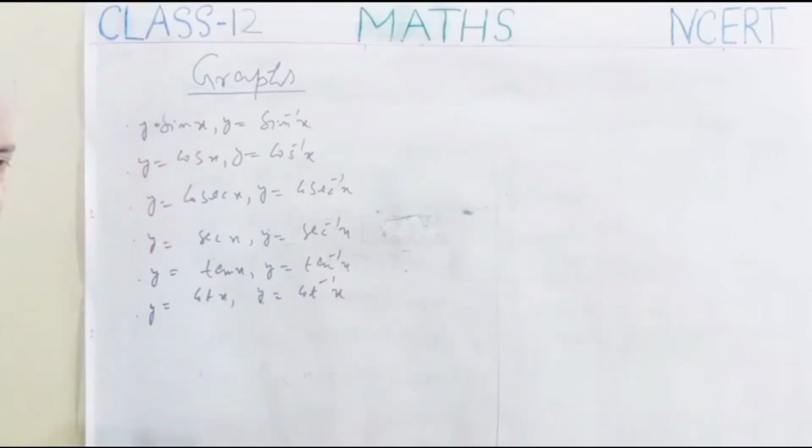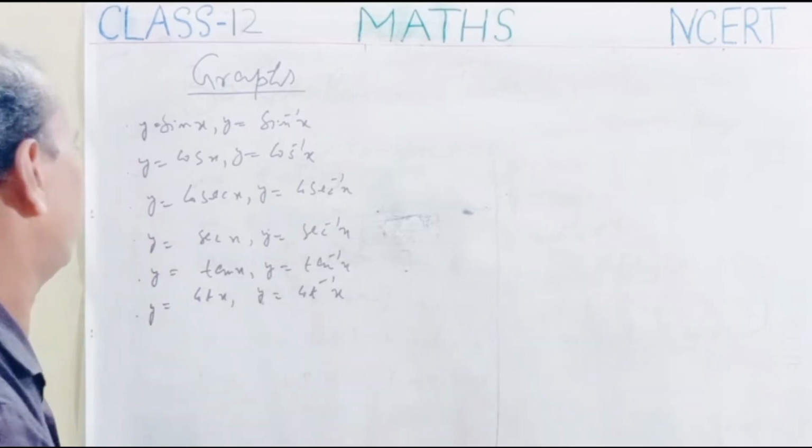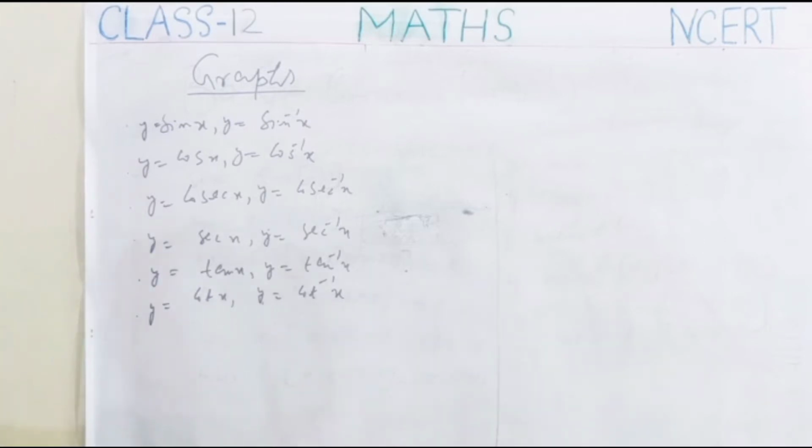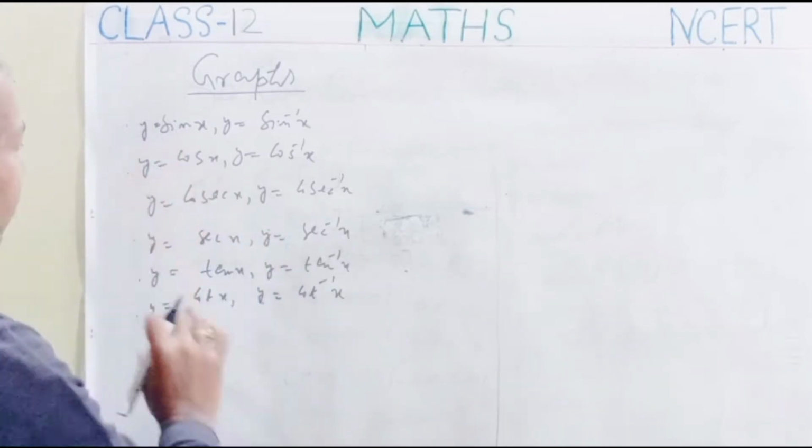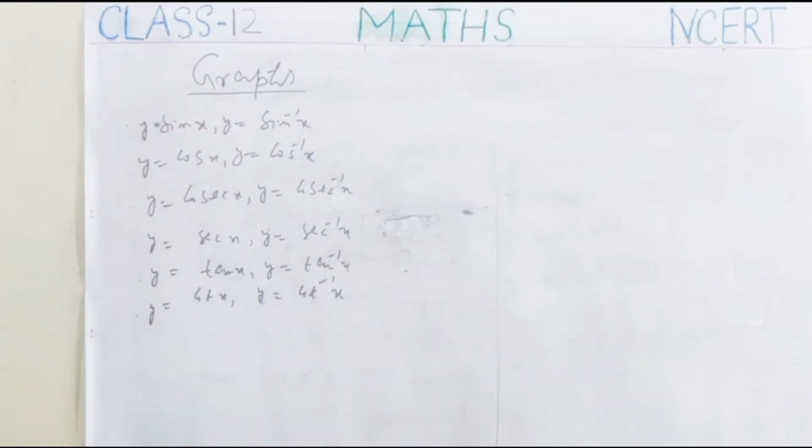So the first case, I will draw the graph of y is equal to sin x and y is equal to sin inverse x. For drawing the graph, you have to know where the function value is 0, or where the function value is 1, minus 1, or not defined. Not defined means that point is at infinity. So I will take these two graphs, two graphs at a time. This time, what am I taking?